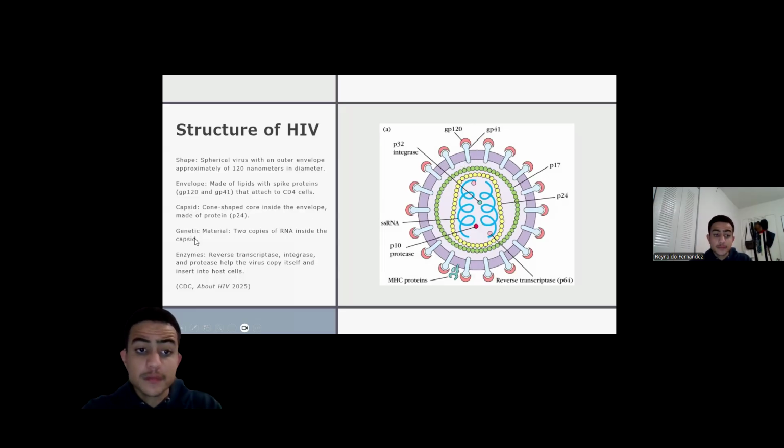Then the genetic material of HIV is two copies of RNA inside the capsid. So HIV is an RNA virus. It belongs to the family of retroviruses, which I will be talking about more later. And then we also have enzymes like reverse transcriptase, integrase, and protease that help the virus copy itself and insert it into the host cell.